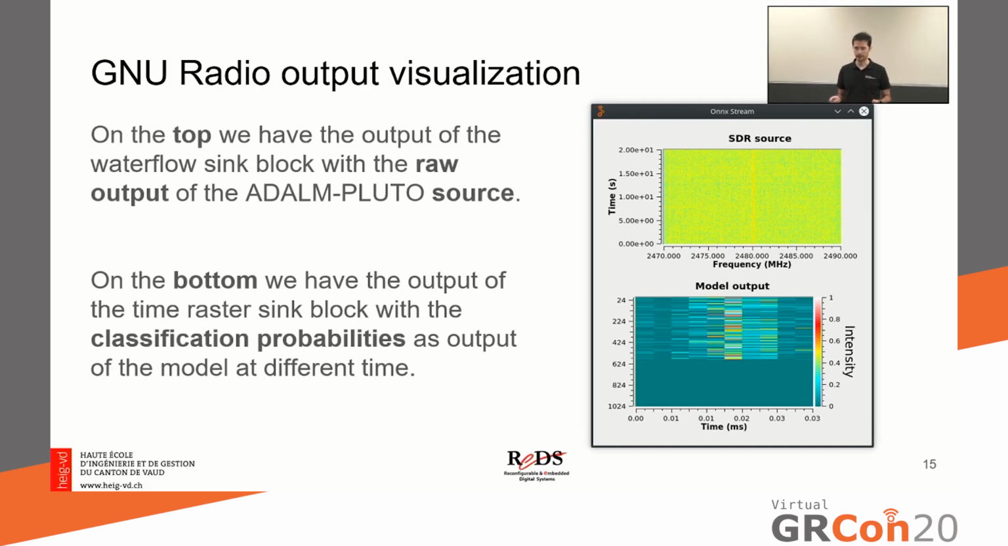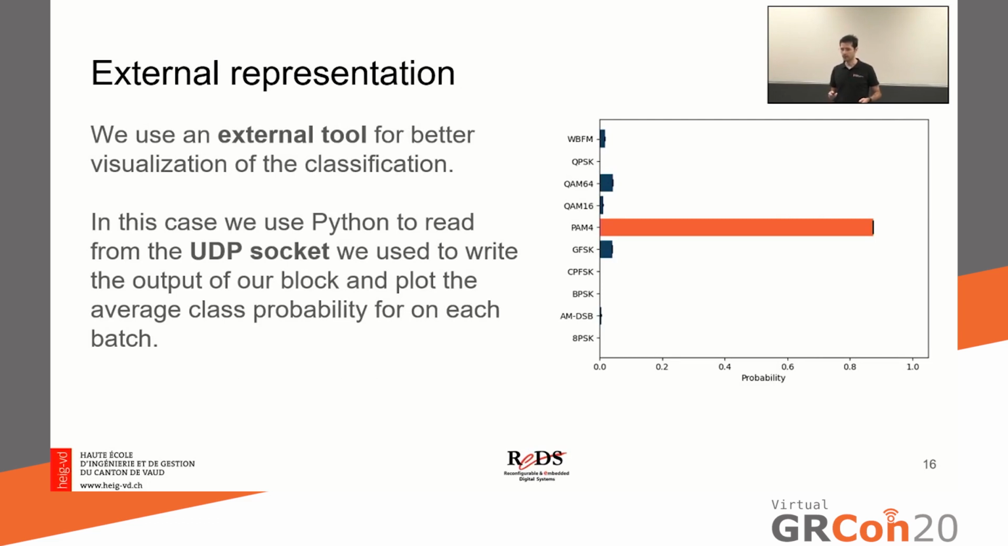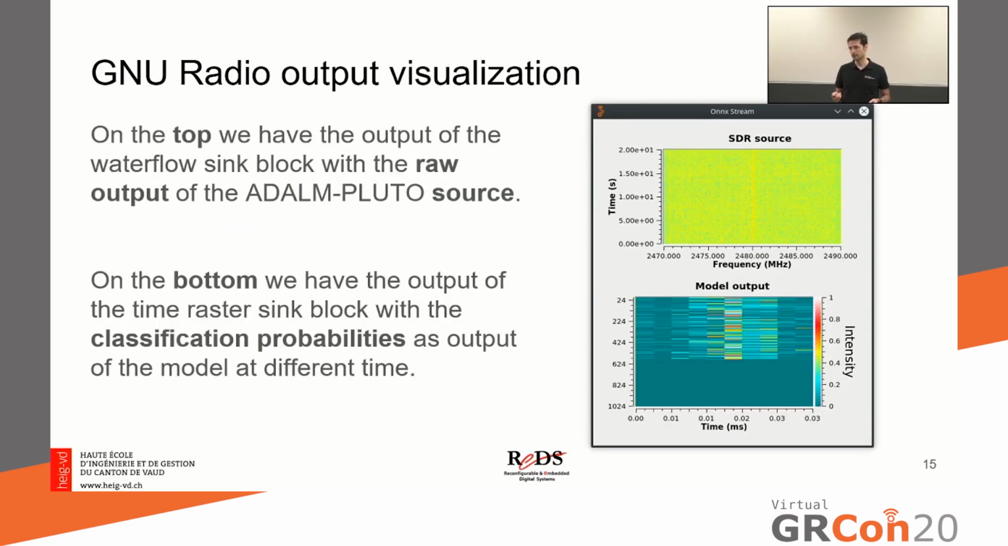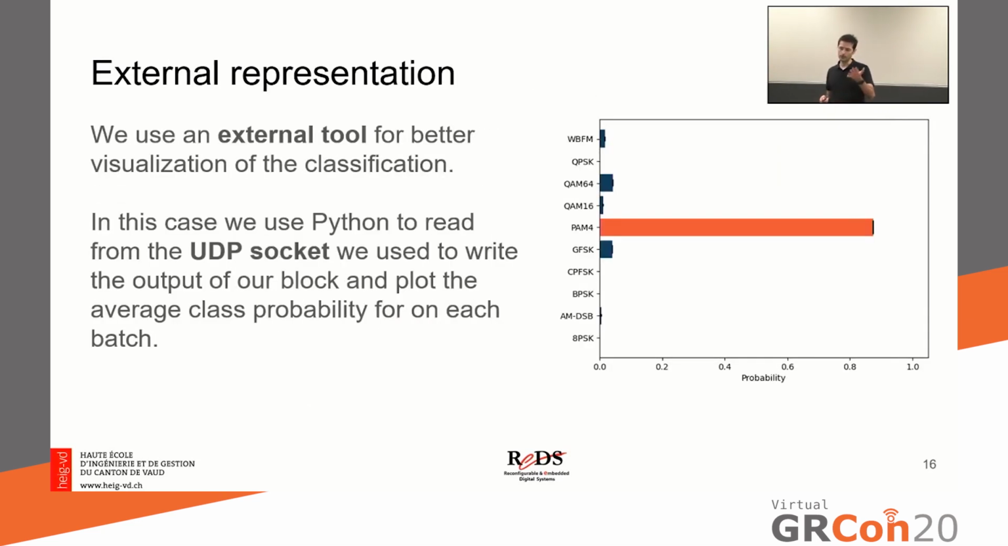But as I said, this is kind of a messy way to represent the results of a classification. So that's why we are using an external tool, which basically reads from the UDP socket, and then it represents the average probability of each of the modulations used on the training for one batch of elements. So here, for example, you have the mean probability on a batch size of 200 inputs of belonging to one of the modulations used in the model.